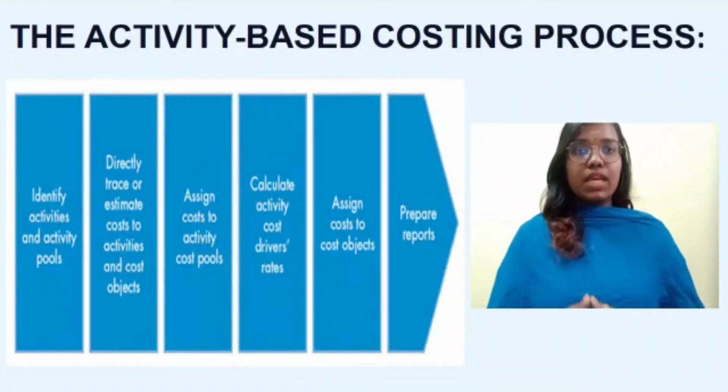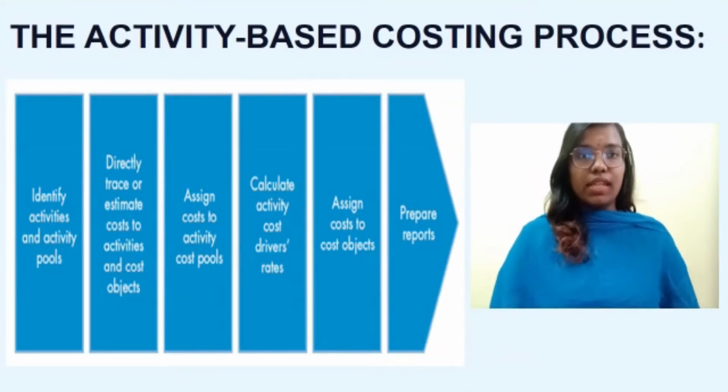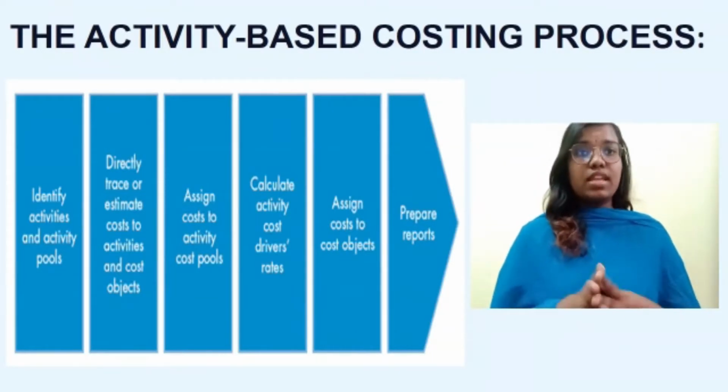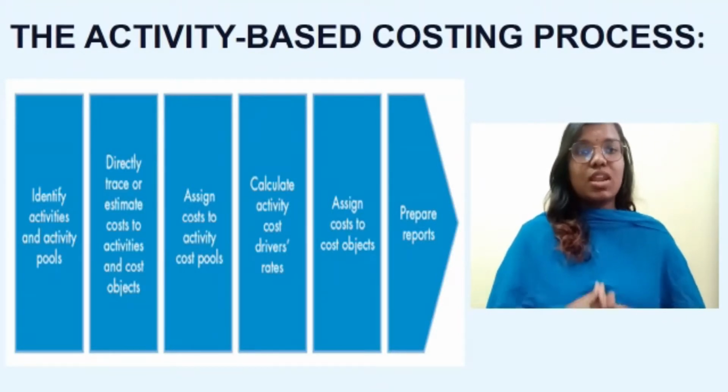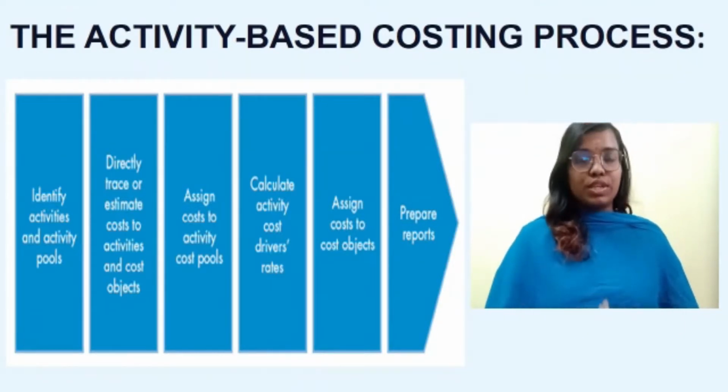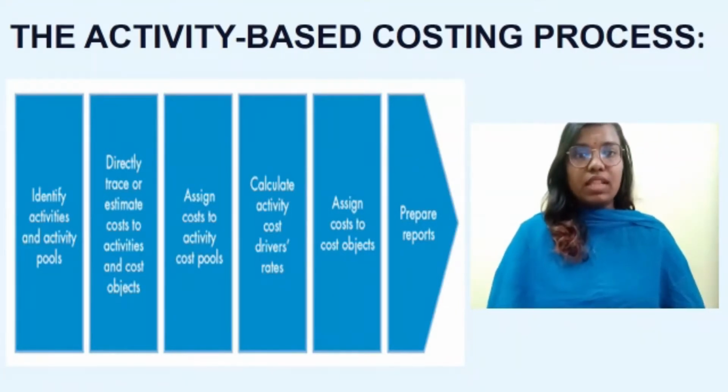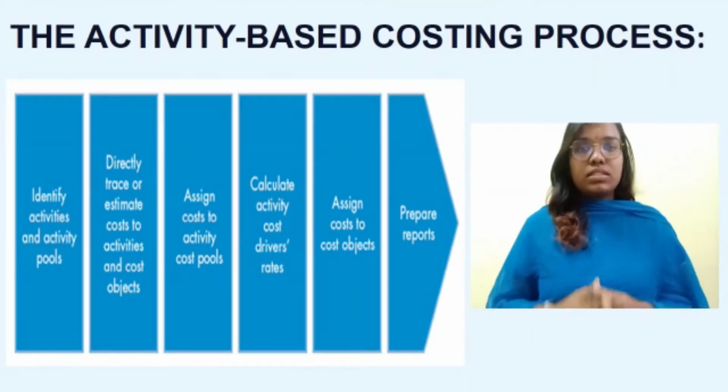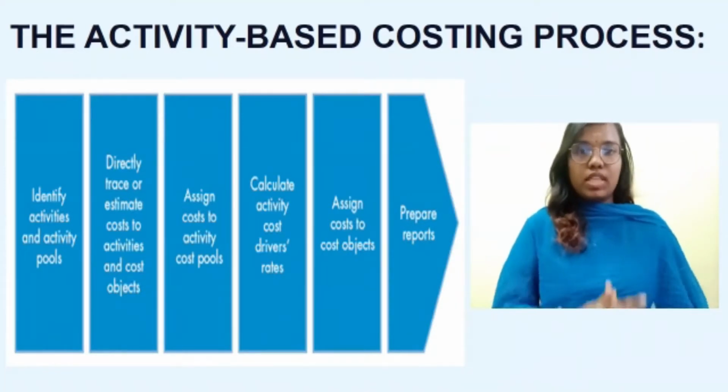The first step in the activity-based costing process is to identify activities and activity pools. An activity is any process or procedure that consumes overhead resources. The goal is to understand all the activities required to make the company's product. This requires interviews and meetings with personnel throughout the organization. The second step is to directly trace or estimate costs to activities and cost objects. The third step is to assign costs to activity cost pools.